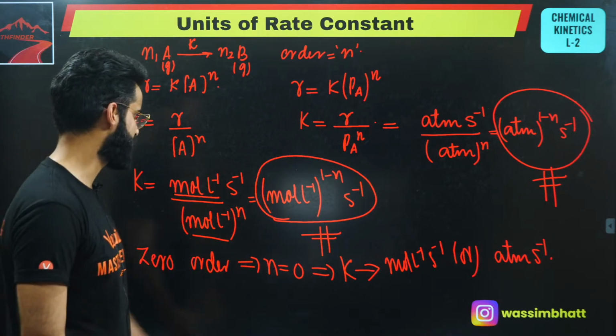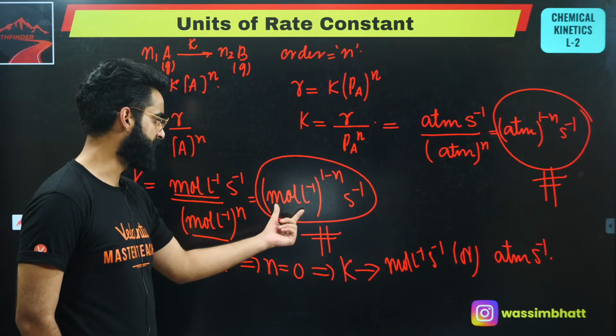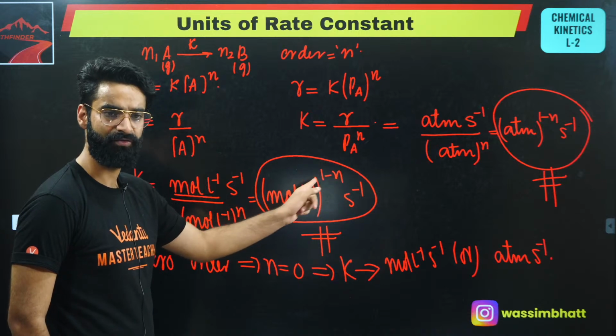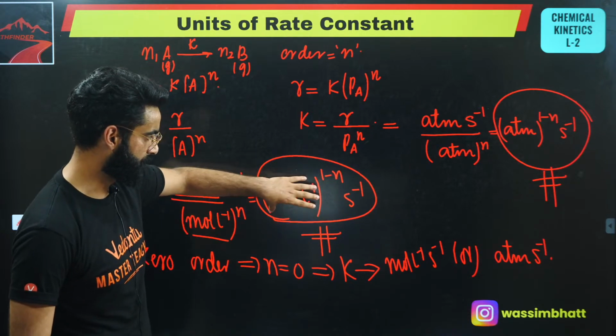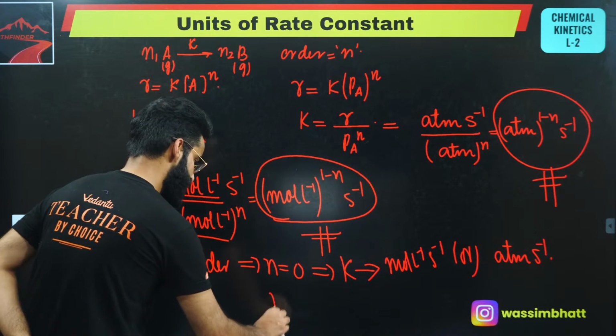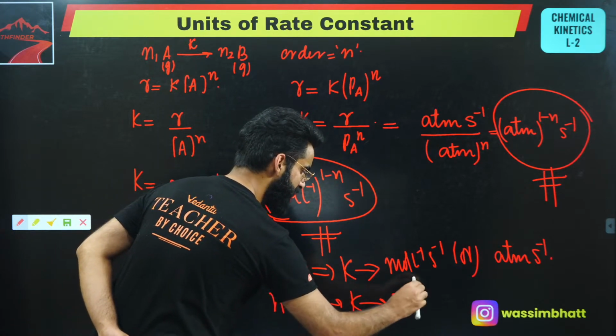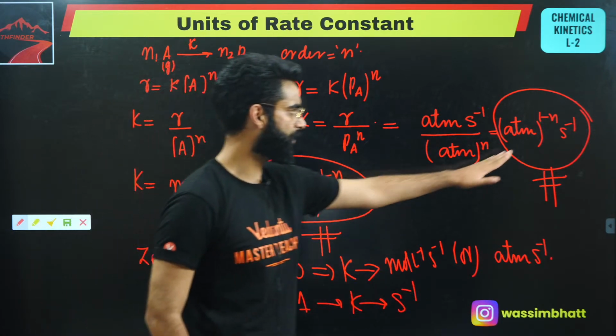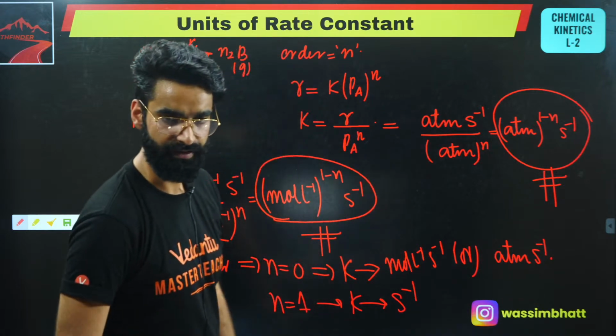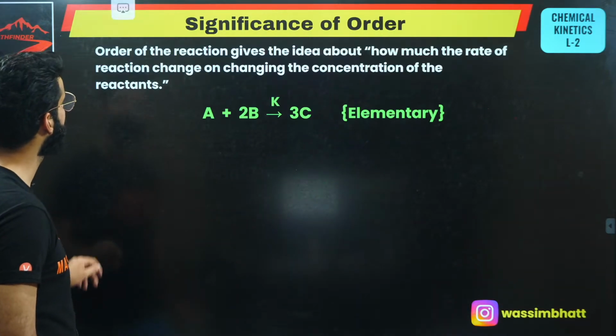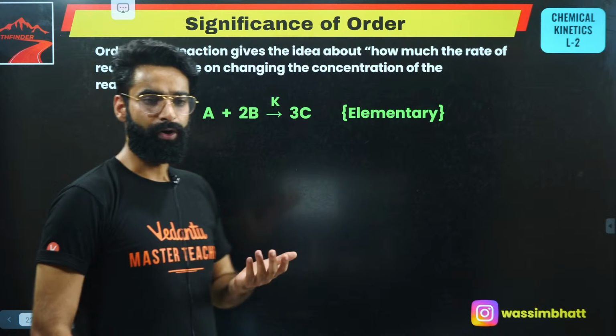Similarly, for a first order reaction, you can put the value of n as 1. So it's going to be mole liter inverse raised to the power 1 minus 1. 1 minus 1 is 0. Anything raised to the power 0 is 1. So for a first order reaction whose n value is 1, the rate constant will have the unit simply as second inverse, from here as well as from here. Very simple, correct?